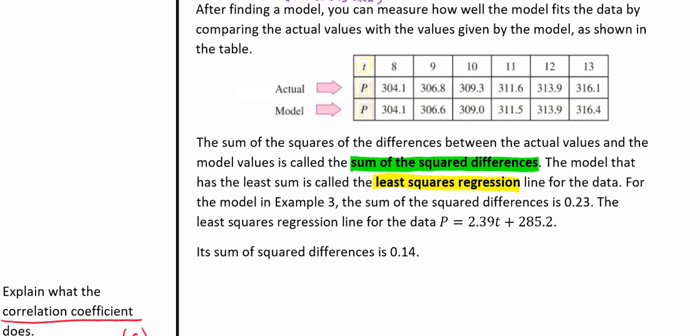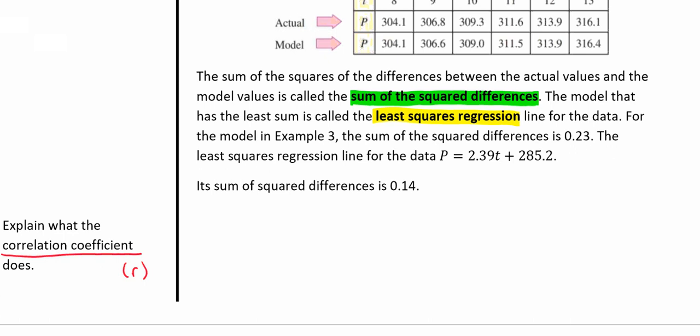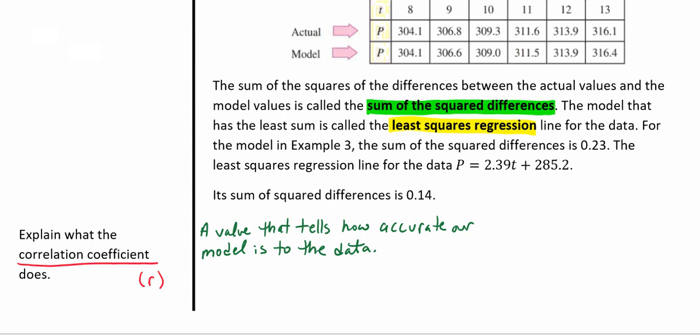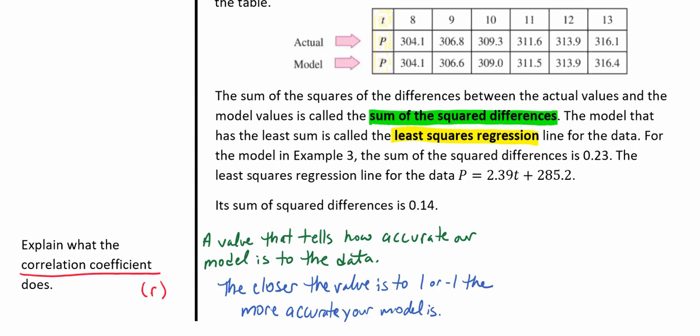So how does that help us? What does that mean? Let's talk about the correlation coefficient, meaning how close our model fits the actual data. The correlation coefficient is a value that tells you how accurate your model is to the data. The closer that value is to either a 1 or a -1, the more accurate your model is. So something that's a 0.5 is going to be way less accurate than something that's a 0.78. That would be more accurate. But a 0.99 would trump both of those.